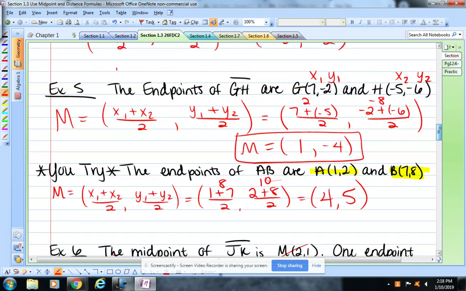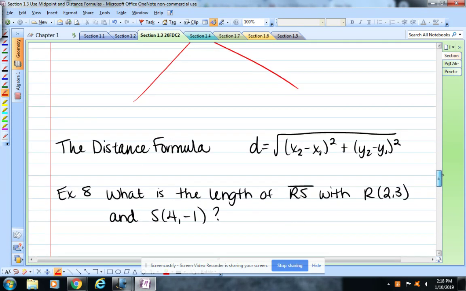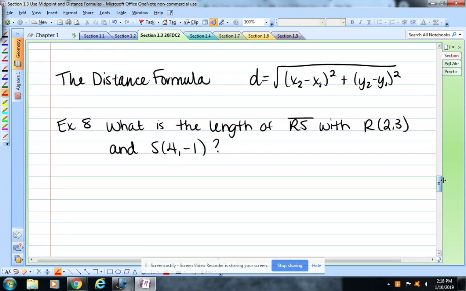All right. I'm skipping all this stuff. Aren't y'all glad? Okay. Now this might be a little bit more complicated. However, you probably did this in Algebra 1.